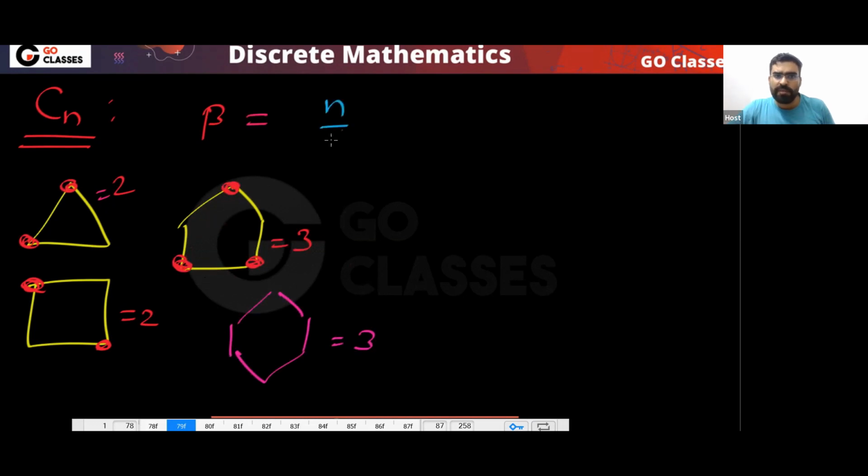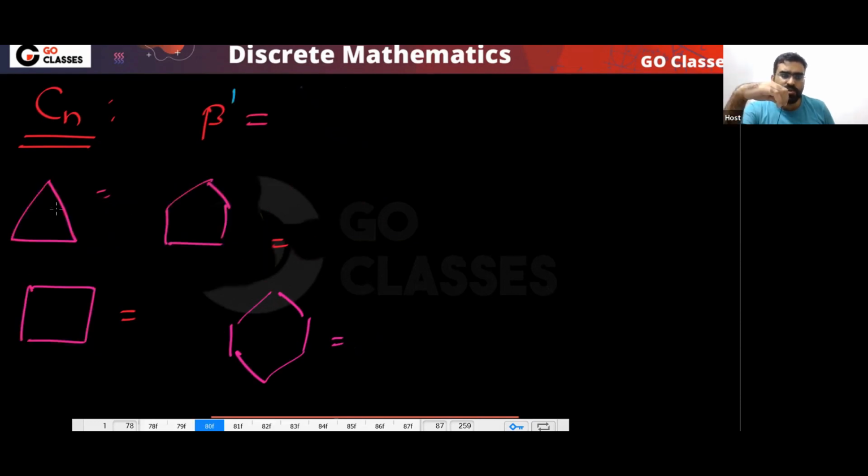Beta should be n by 2 ceil, right? This should be the beta, n by 2 ceil, because when you have C5, when you have 5 vertices, you need 3 vertices. Okay, so this will be your beta. And what about beta dash?